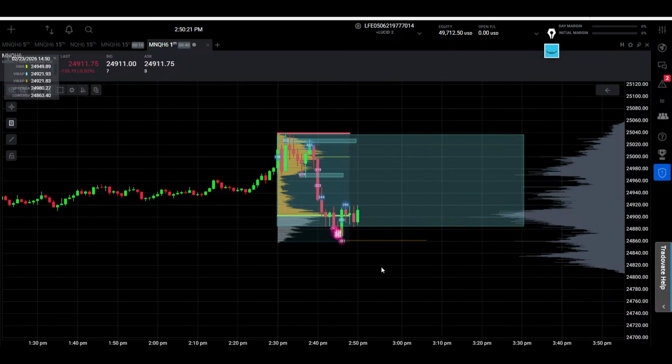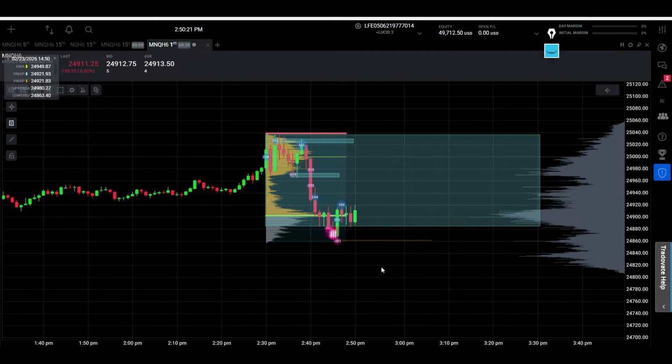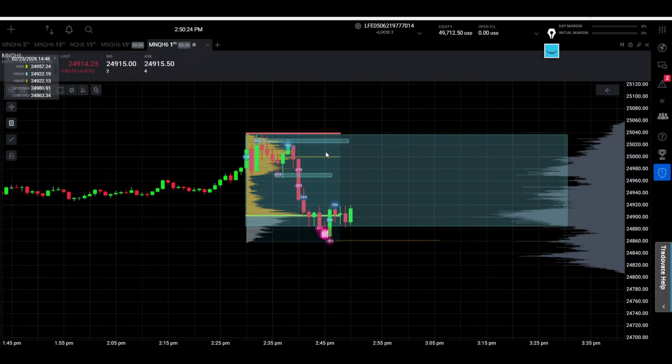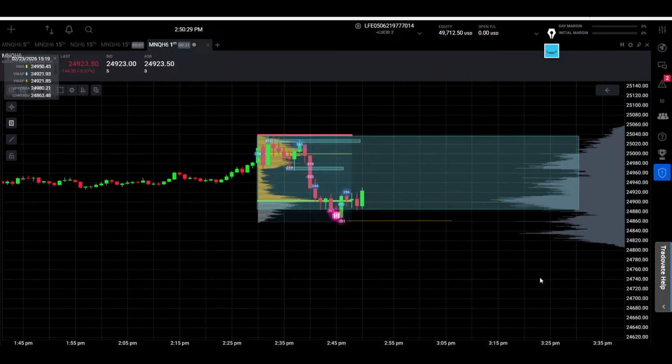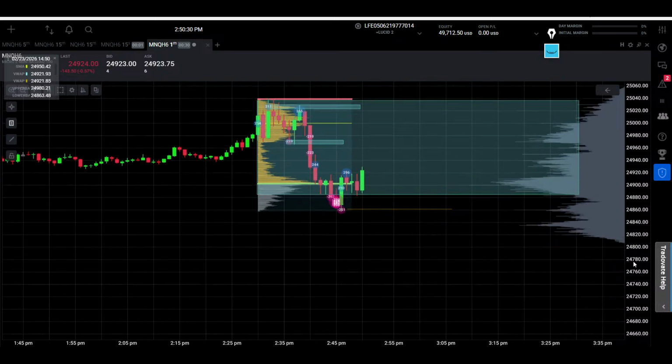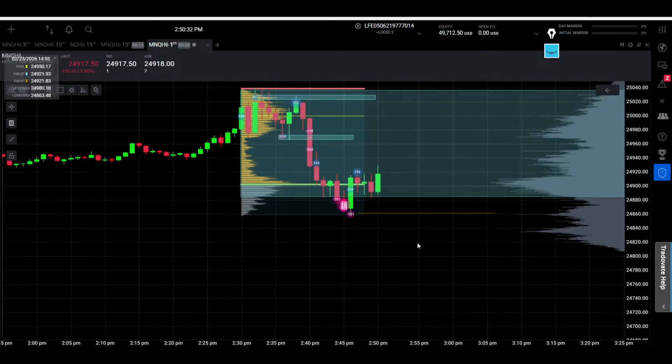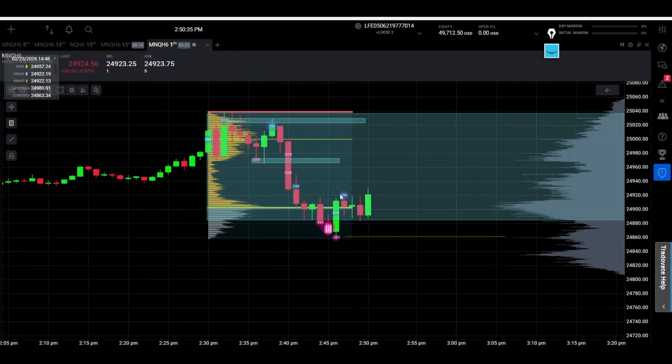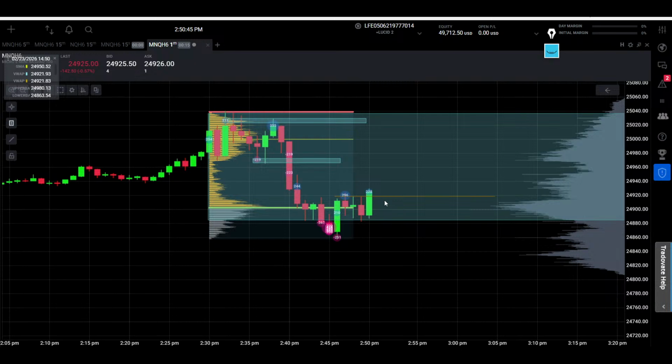Looks like it will go back into the range and to the point of control, and I will be happy to enter a trade. You see, it needs to go up, come back, and I will enter the trade here.